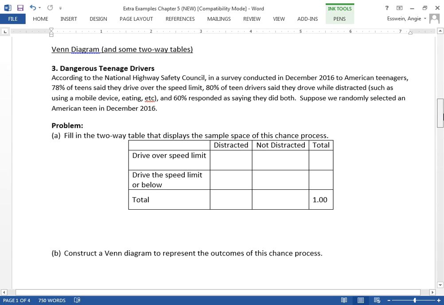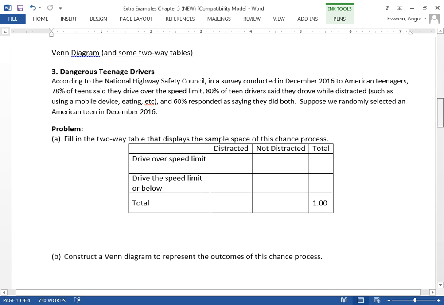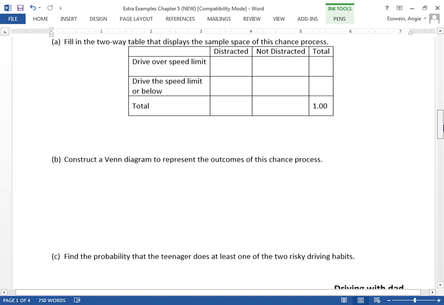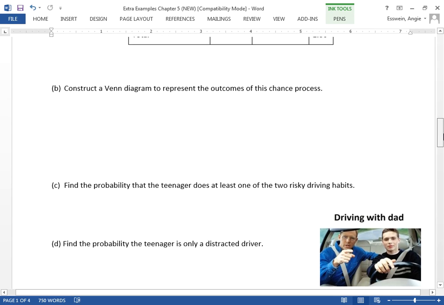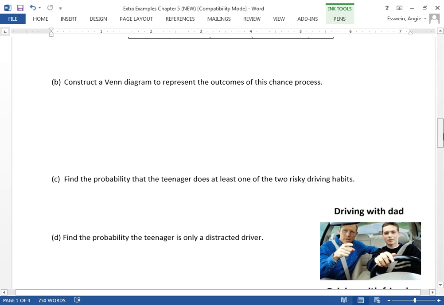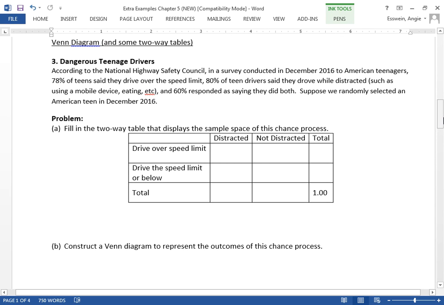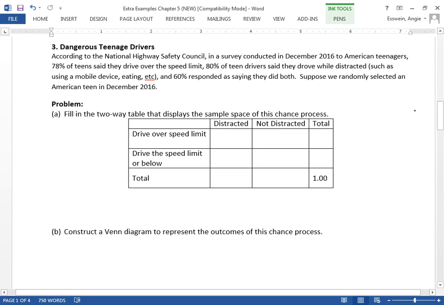Okay, now what I love about this is it blends. First of all, you have to do the two-way table, which is more typical. And then we get to see the same representation with a Venn diagram, and we get to see a formula. So this is going to combine 3 of the 4 methods all in the same problem. So this is awesome. We're going to fill in this two-way table. We'll go ahead and read it for a minute.